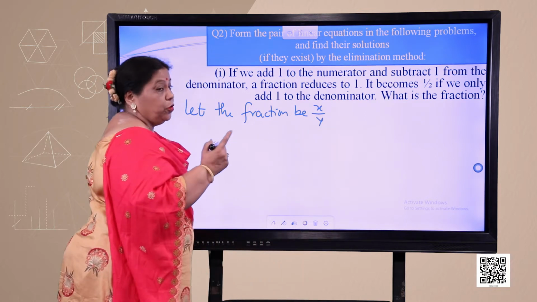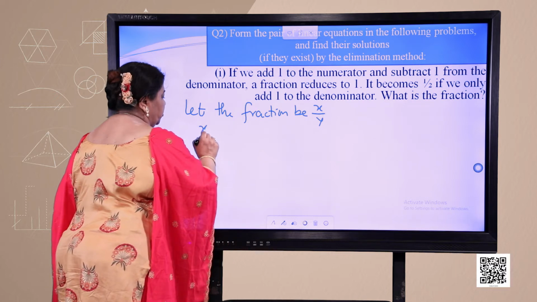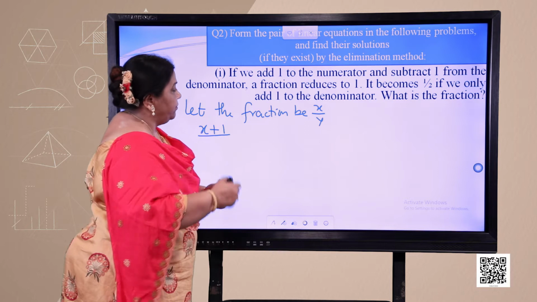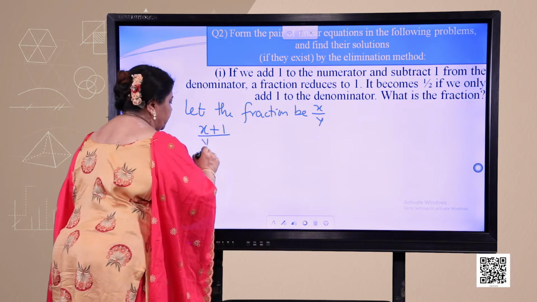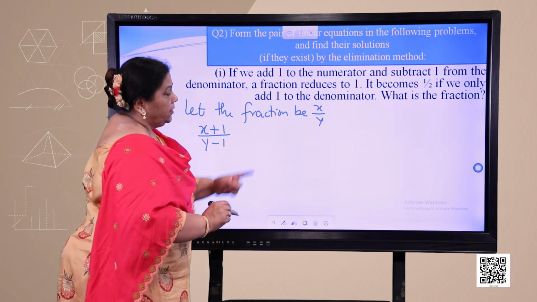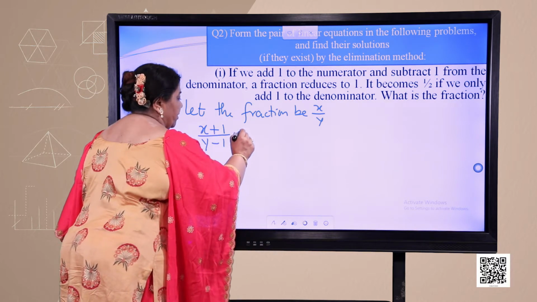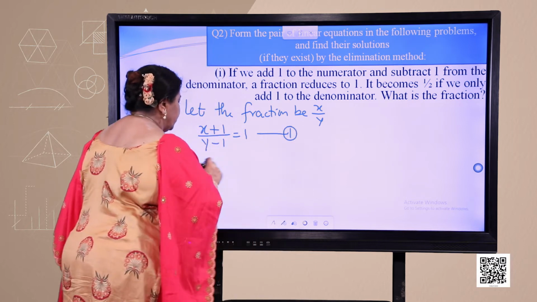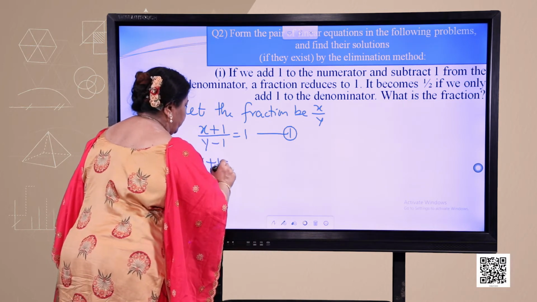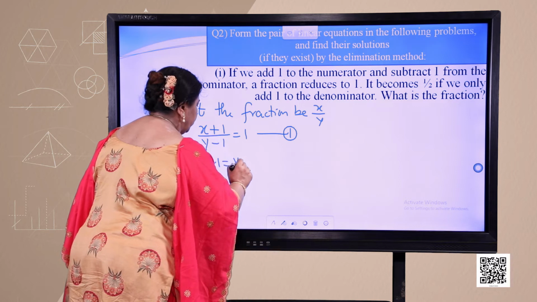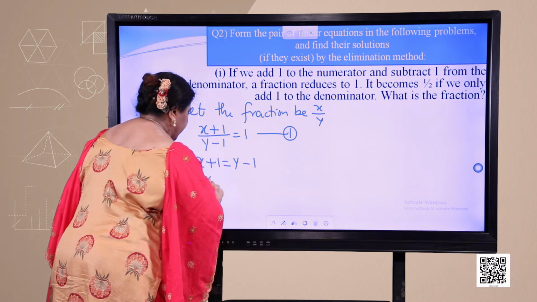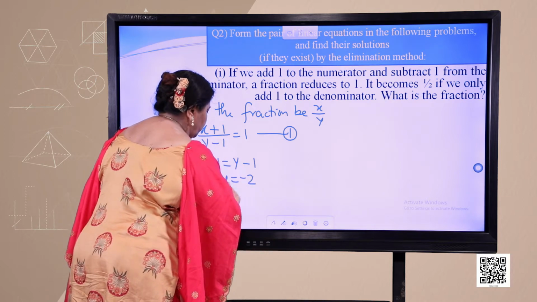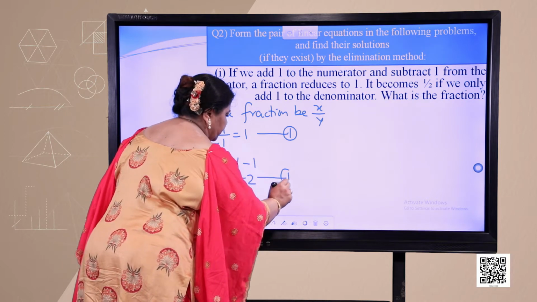If we add 1 to numerator, so according to the condition we are adding 1 to numerator and subtract 1 from denominator. We are subtracting 1 from denominator, the fraction reduces to 1. This becomes our first equation. Let us cross multiply. You will have x plus 1 is equal to y minus 1. In standard form, if I express, x minus y is equal to minus 2 becomes our first equation.